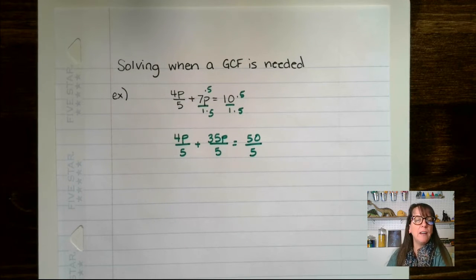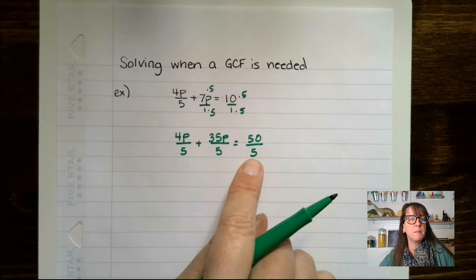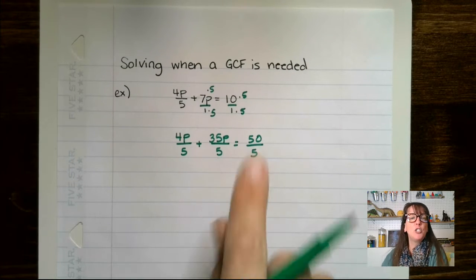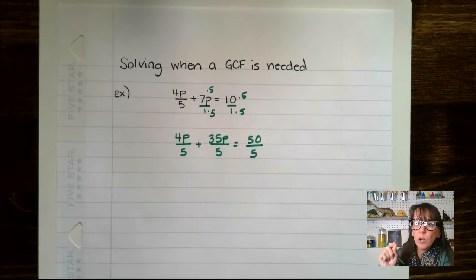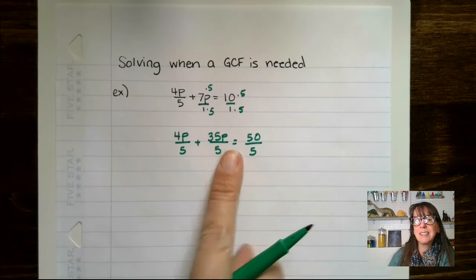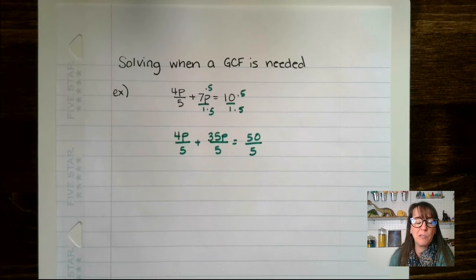Do all of our chunks have the same common denominator? Yes. Do you have an equal sign? Also, yes. This only works with equations which have equal signs. This does not work with expressions when you're simplifying.